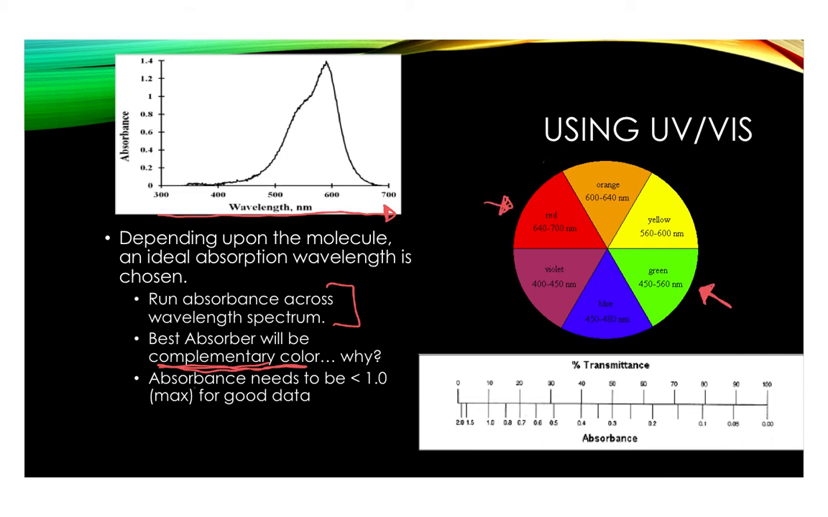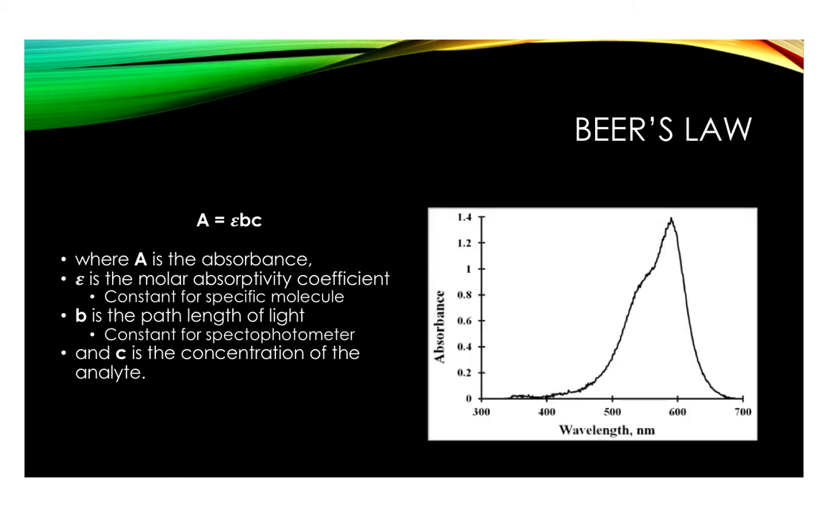The second thing is the absorbance needs to be less than 1.0 at a max. Sometimes we get a little bit higher than that, but the absorbance needs to be less than 1.0 for there to be good data. So if you run through and your absorbance ends up being higher than 1, you either choose a different wavelength, or if you can't do that very easily, what you can do is dilute your solution down, lowering the concentration, and therefore it will absorb less.